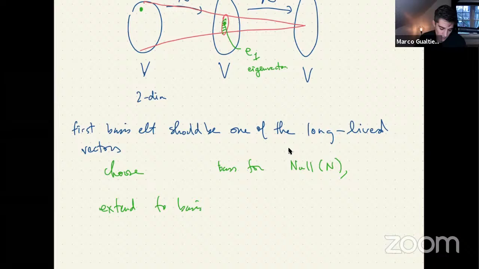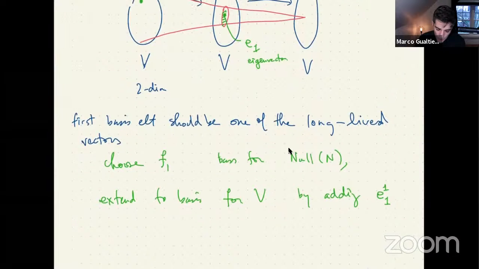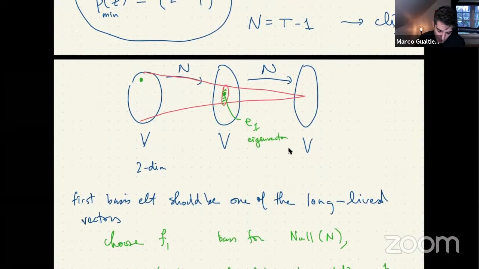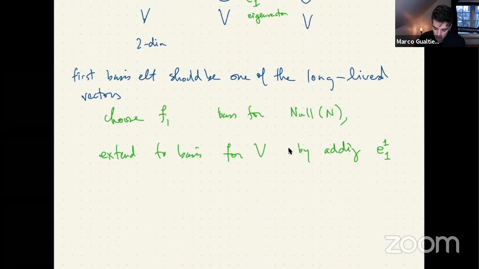Well, okay, let me call it a different thing. I'll call it F1, a basis for null n, and extend to a basis for V by adding some other vector. E11 is what I called it in the procedure. So this E11, where is it? It's right here, outside. E11 is out here. And that's the first thing that I want to use.